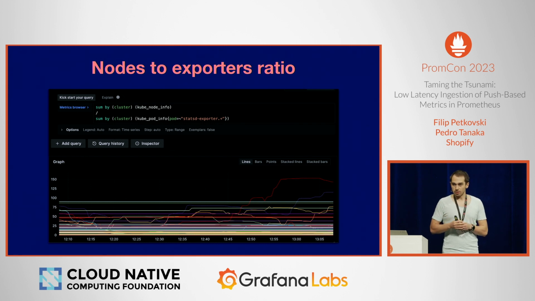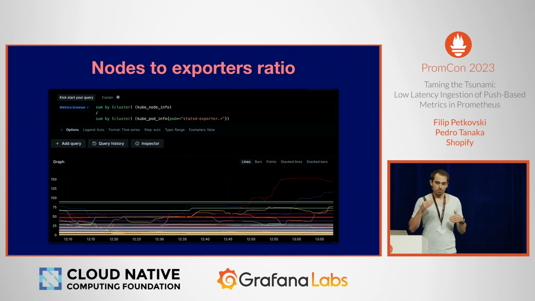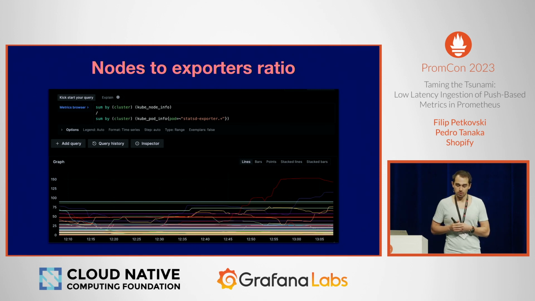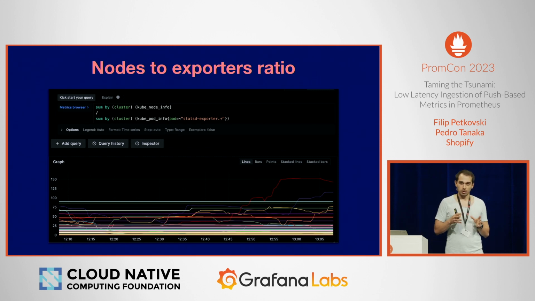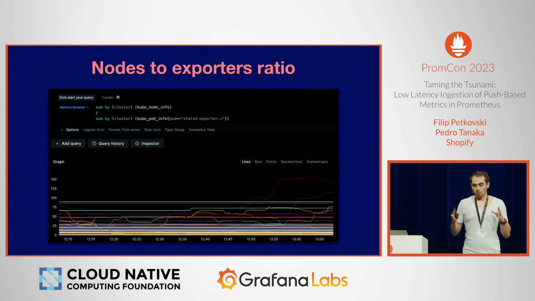To illustrate why this is so effective at our scale, this chart shows the ratio of nodes to exporters broken down per Kubernetes cluster. And we see that in some clusters, we have as many as 150 times more nodes than we have exporters. So we're able to handle all of this metric load with far fewer exporters, and we don't have to pay a very high cost for cardinality.